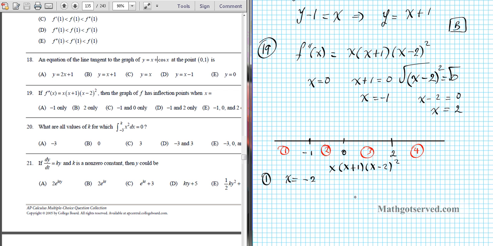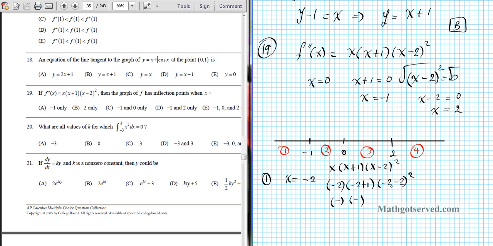All right, so I'm testing this, so I'll just plug in negative 2. So I have negative 2 times negative 2 plus 1 times negative 2 minus 2 squared. All I care about is the sign, okay? So I just want to know the sign of these three quantities to determine the final sign. So this is already negative. This, negative 2 plus 1, is going to be a negative number, it's negative 1, but you don't need to do it. You just need to focus on the sign, okay? So this is also negative.